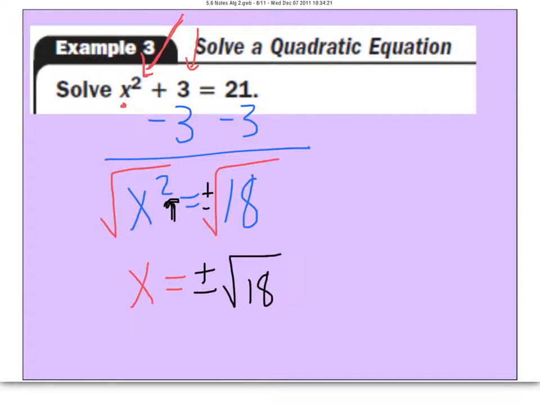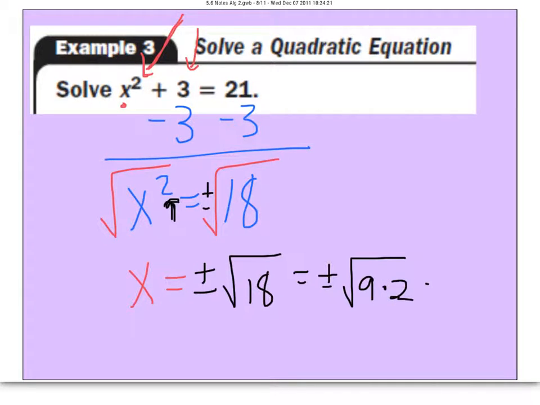Okay, now I think I'm done, but I have to see if I can rationalize it or simplify it. So, can 4 come out of 18? Can 9 come out of 18? Can 16? You know what? 9 can. The square root of 9 times 2 is 18.